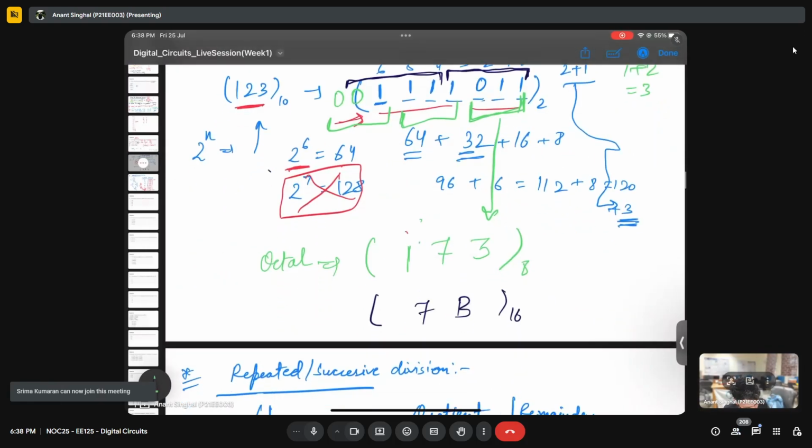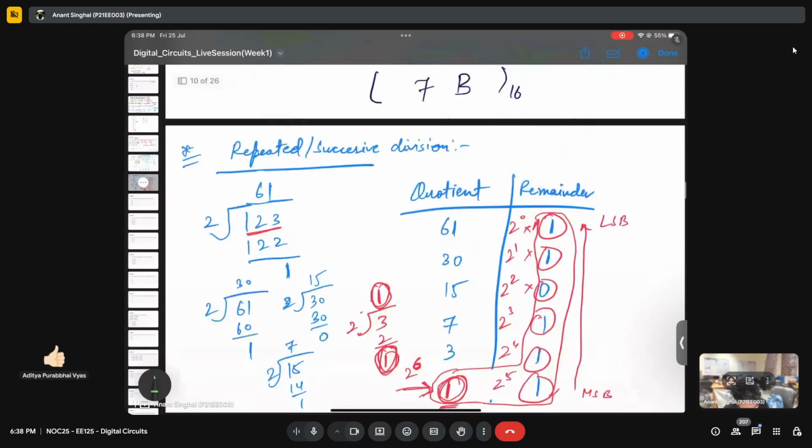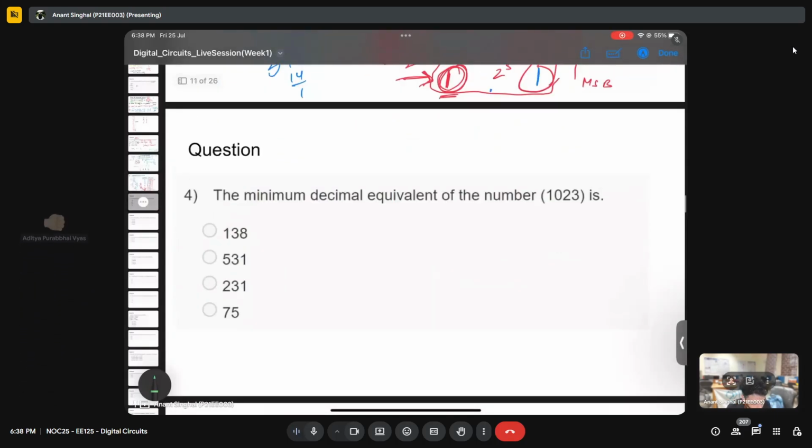Okay, it's clear. Yeah, so let's move ahead now. So it says the minimum decimal equivalent of the number this. Yeah, so this is actually a good question. It will test your understanding.